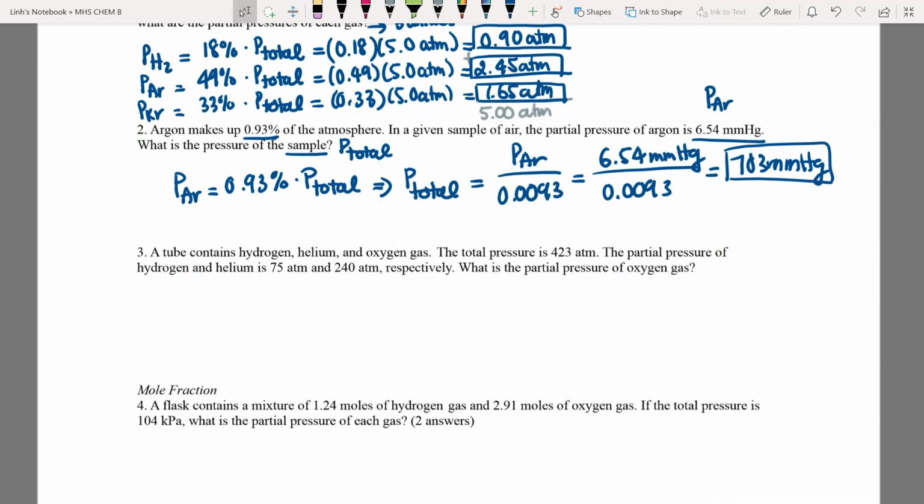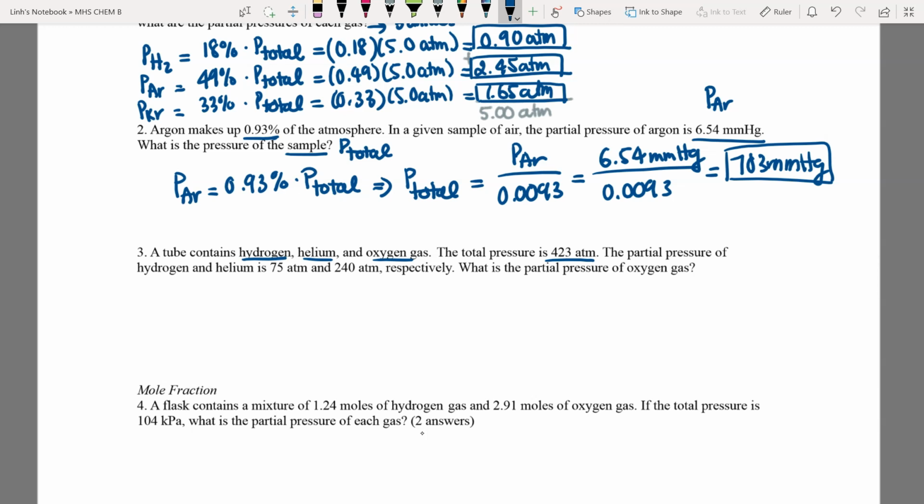Now I just want to touch base on number 3 real quick. Here I have a tube containing 3 different gases. The total pressure is given, and you know the partial pressure of hydrogen and helium. Now it's just asking you for the partial pressure of oxygen gas. So I like to just set this up and then you can finish it up.